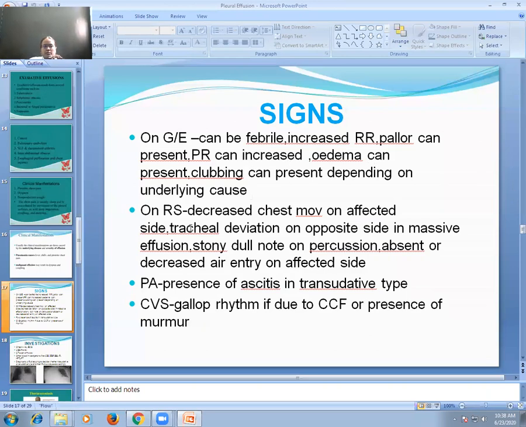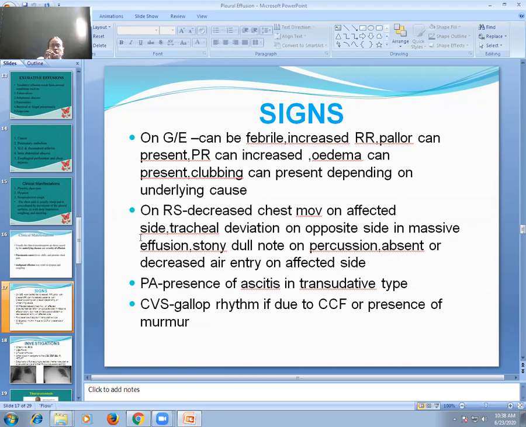In case of the respiratory system, we have inspection, palpation, percussion, and auscultation. These are the 4 points. So in inspection, you can see that the chest movements on the affected side are decreased. If the pleural effusion is on the right side, the chest movement on the right side decreases. If it is on the left side, the chest movement on the left side decreases.